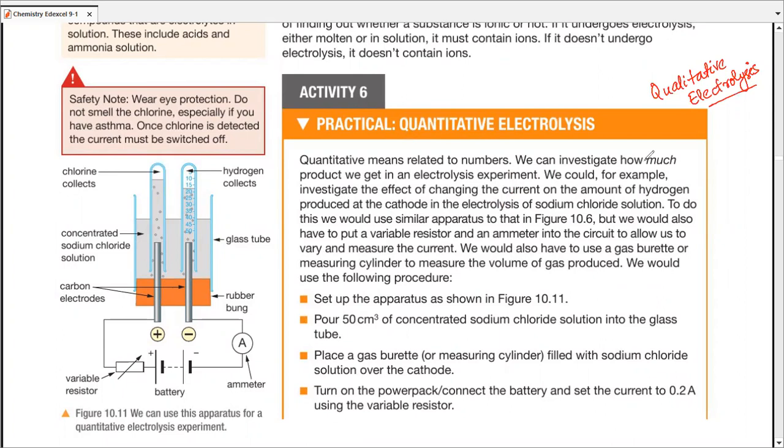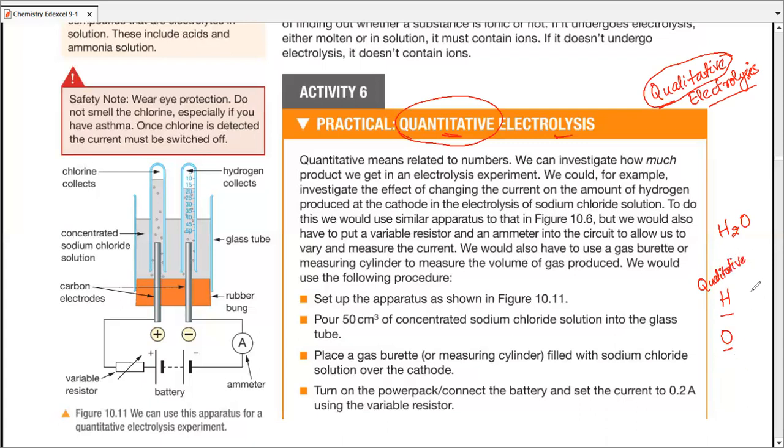Remember, qualitative and quantitative are two words that we put with electrolysis or with any kind of analysis. What the component is made up of is qualitative, and how much of that component is required is quantitative. For example, if I do a test on water and confirm that water is made up of hydrogen and oxygen, this analysis or this electrolysis would be qualitative. I told you what the components are.